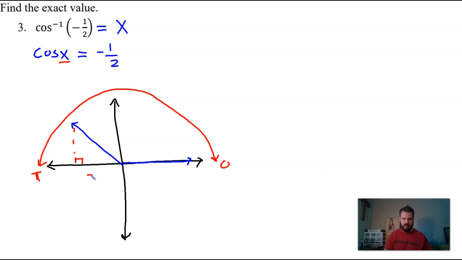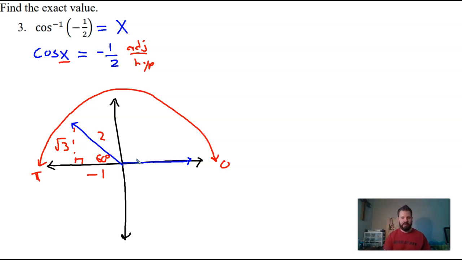Or with our reference triangle, we'll have the negative adjacent side. That'll make cosine negative. Okay, we are talking adjacent over hypotenuse when we're talking cosine. So the adjacent side is a -1. Hypotenuse is a 2. Okay, other side's got to be a √3 because we're talking 30, 60, 90 right triangle. Okay, so we've got a reference triangle all set up.